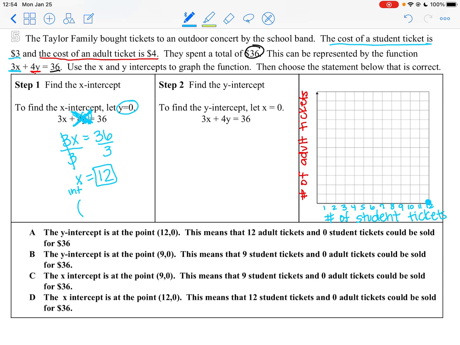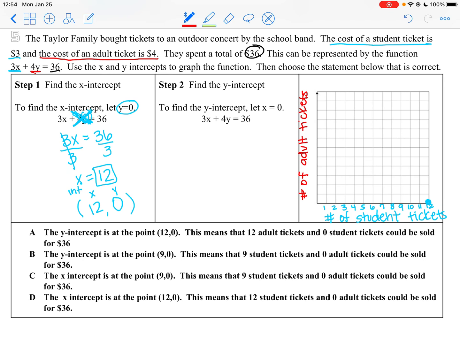So if I write the ordered pair that goes with this, since the x value was 12, that's going to go in the first spot. And so that means that 12 student tickets can be purchased, but there's no money left over for adult tickets. So all of my money is in student tickets in this first point.